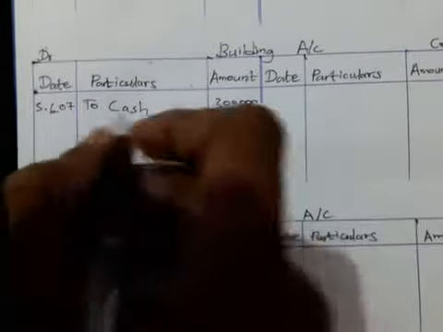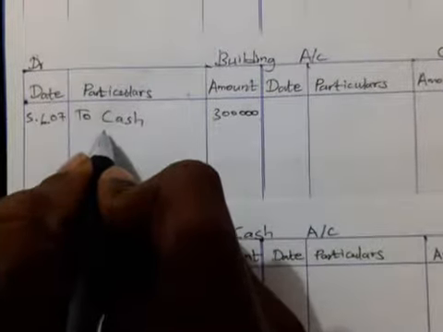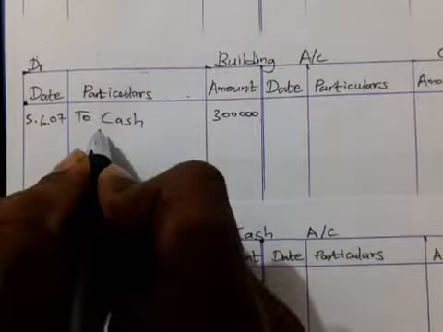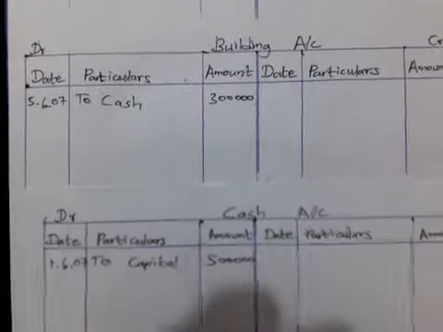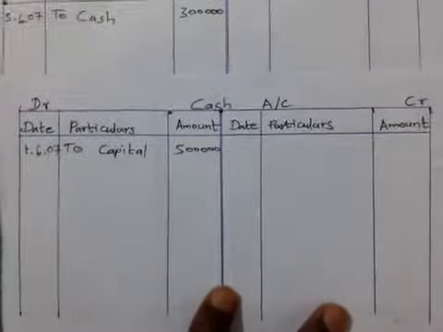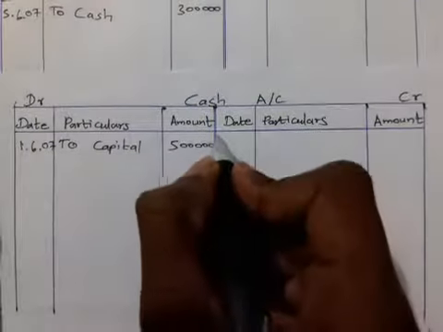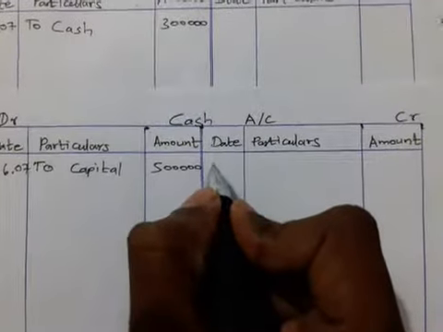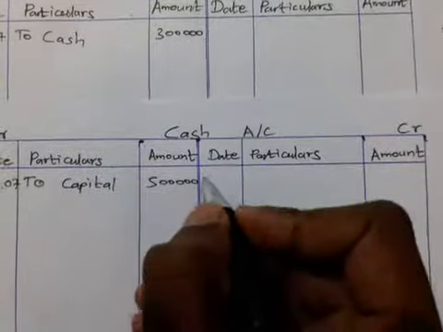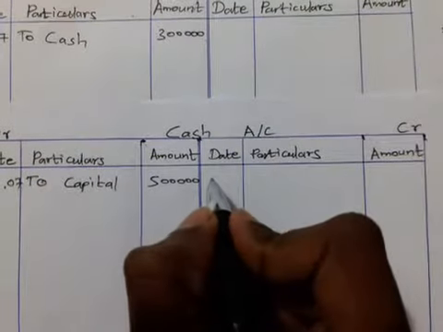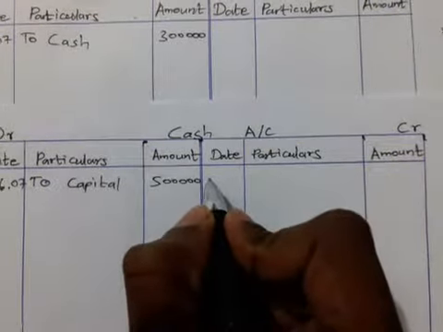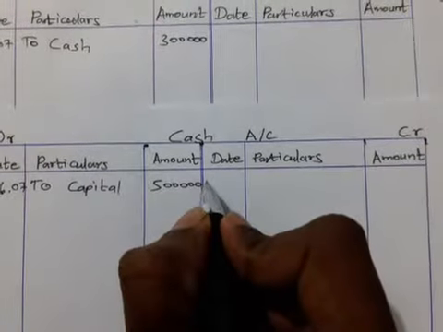This opposite entry we have to record in cash account because we are paying cash. Cash is also an asset type of account. So when we pay the cash, cash decreases. So we have to record in the credit side of the cash account.